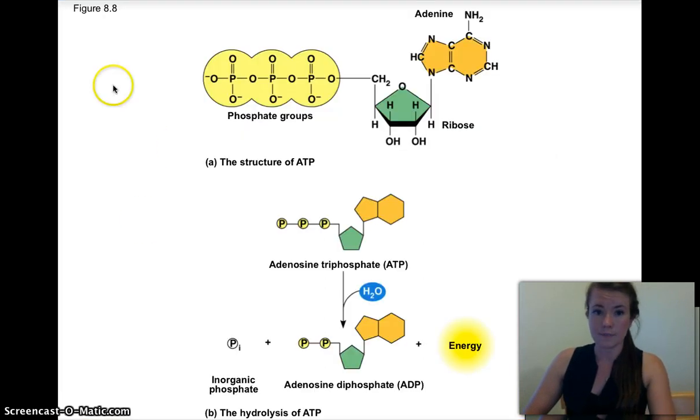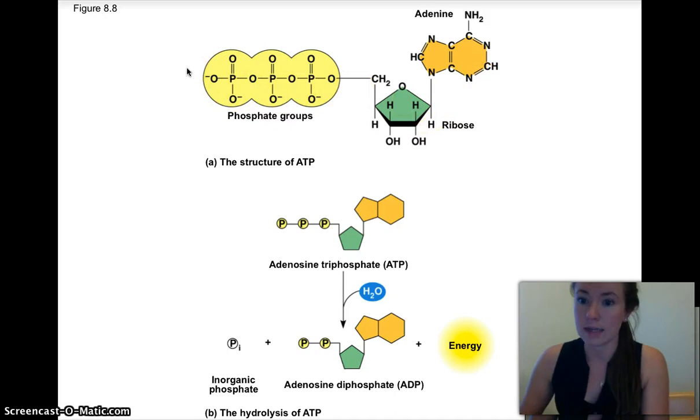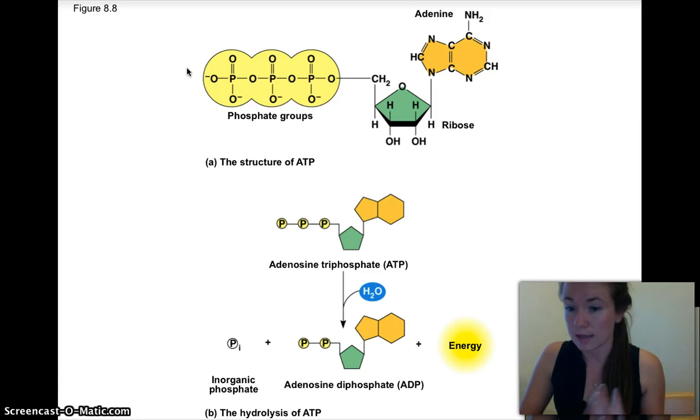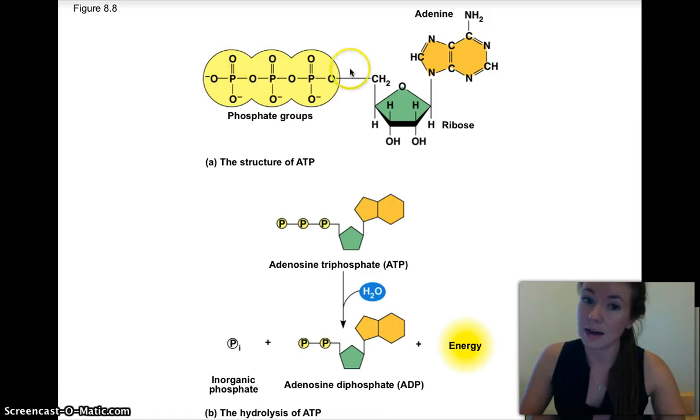So here's what it looks like. We have our ribose in the middle, our 5-carbon sugar. Then we have adenine right here. Remember, adenine is a purine, so it has 2 rings. And then over here are our 3 phosphate groups. Normal nucleotides only have 1, but this one has 3, adenosine triphosphate. And what happens in the exergonic reaction that ATP undergoes is the releasing of a phosphate molecule.